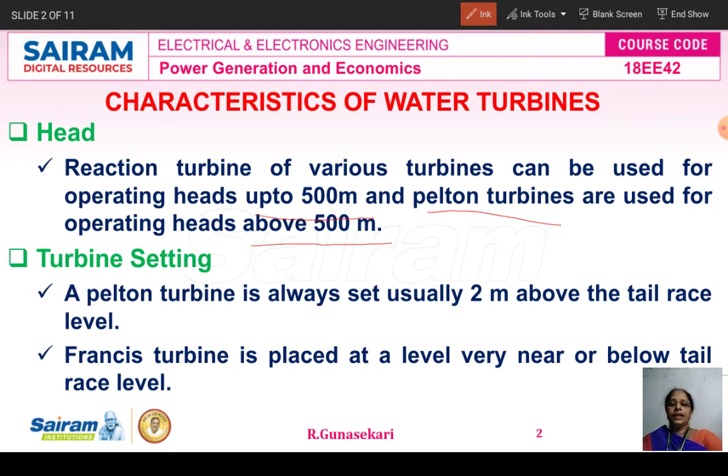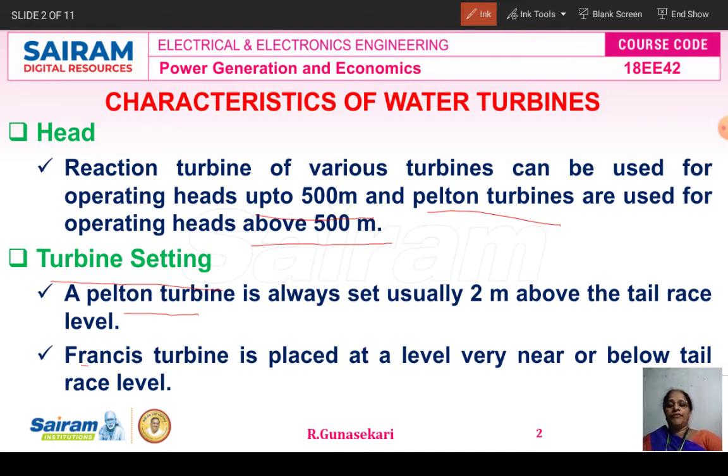The second characteristic is turbine setting. The Pelton turbine is always set 2 meter above the tail race level. That is nothing but the low head. Because below 30 meter water head is nothing but a low head power plant. So therefore the Pelton turbine is usually set 2 meter above the tail race.